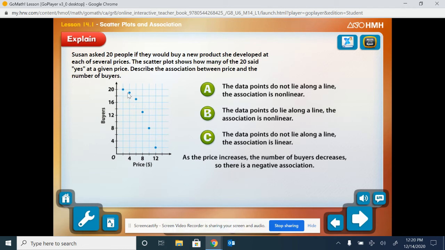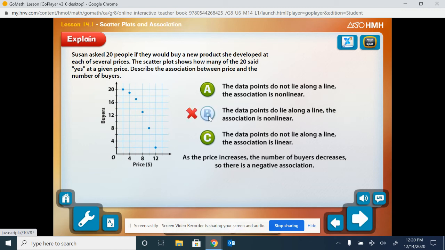So they do kind of lie in a curve. So the data do not lie along a line. The association is nonlinear. Yeah, it's nonlinear. It's more like a curve, okay? So I'm going to go with this. The association is nonlinear. I'm going to say B.